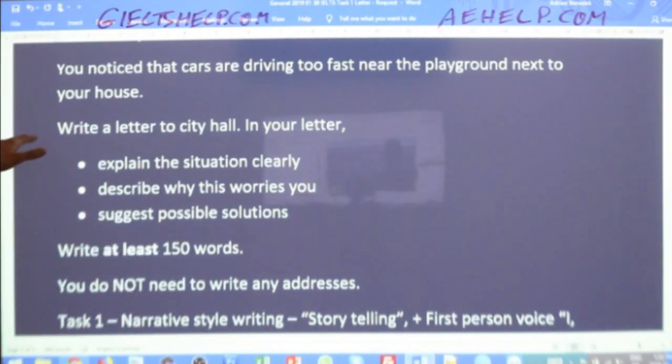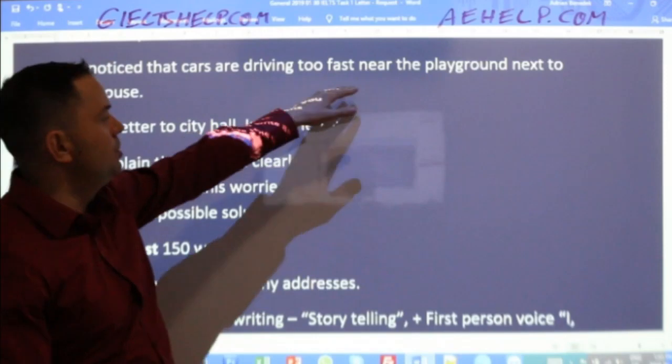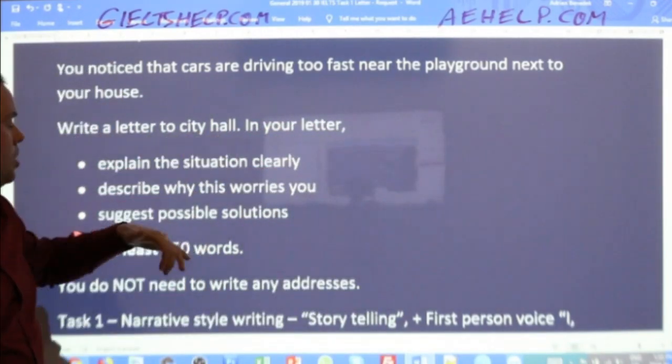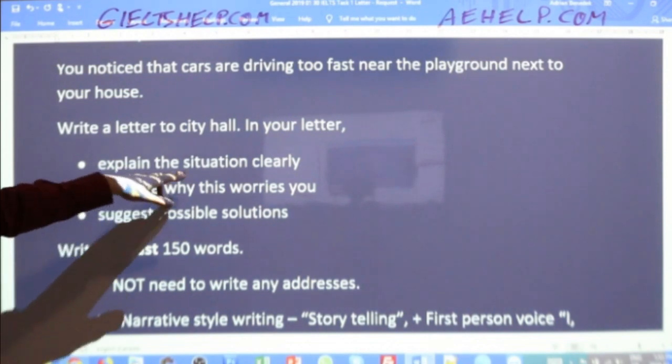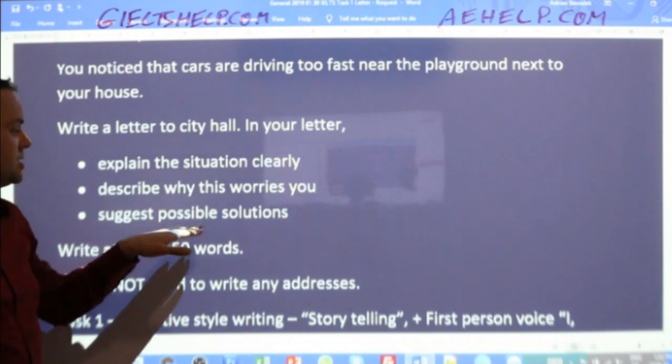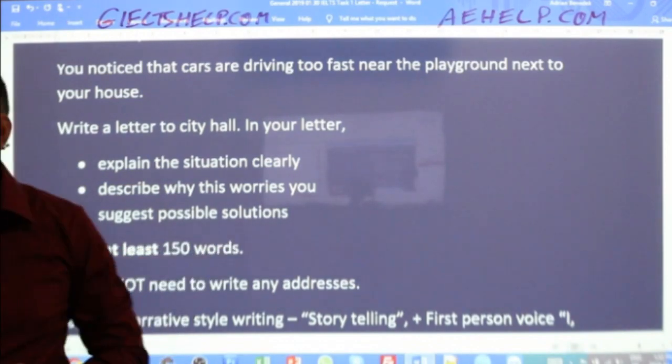So again, you noticed that cars are driving too fast near the playground next to your house. Write a letter to City Hall. In your letter, explain the situation clearly. Describe why this worries you. Suggest possible solutions.